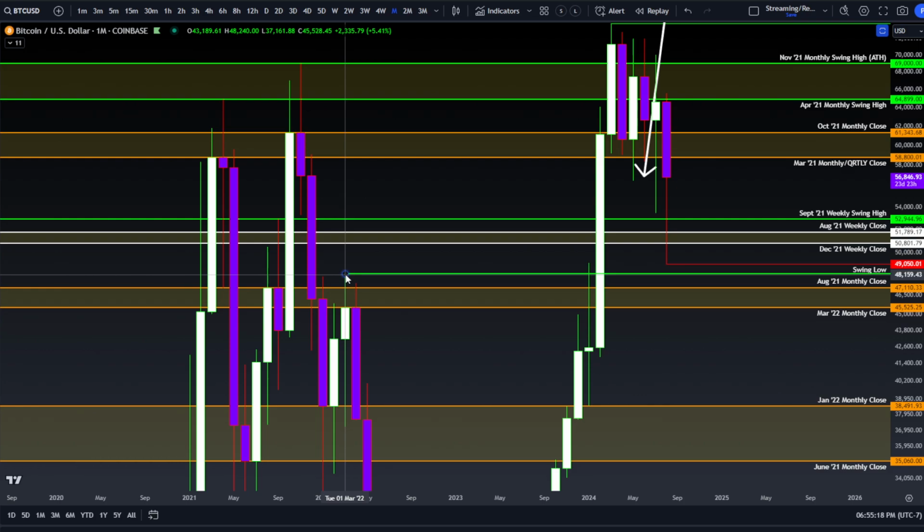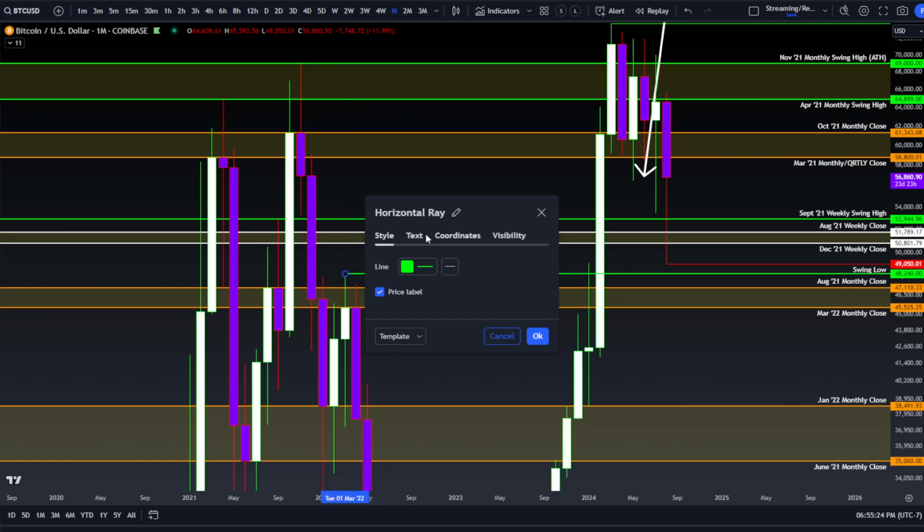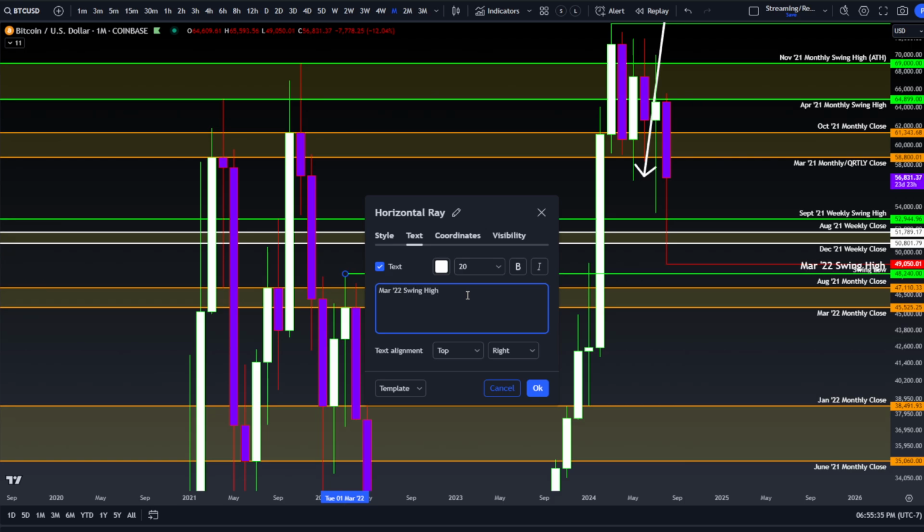And this is going to be, which month was it? It was the March of 2022 monthly swing high. So let's go ahead and label this real quick. Call this March of 2022 swing high. This would have been the monthly. I think it was also weekly, but we're just going to call it monthlies. That will take precedence over the weeklies.